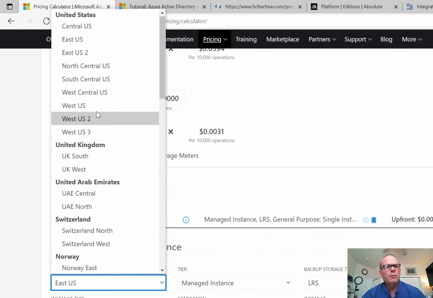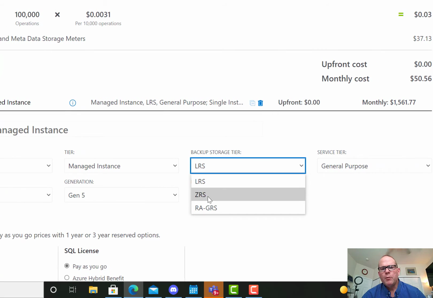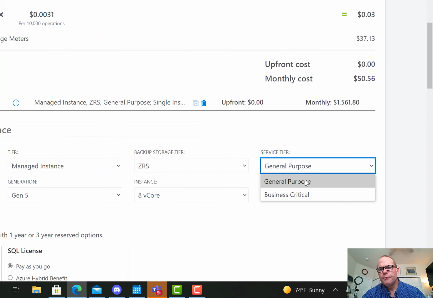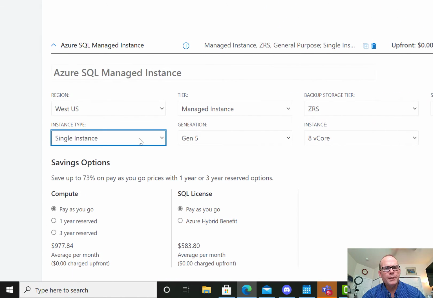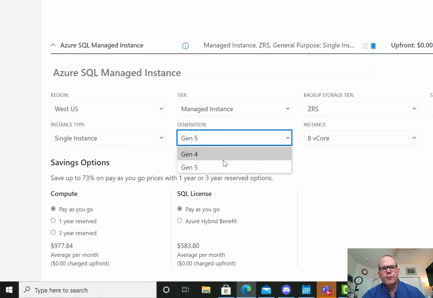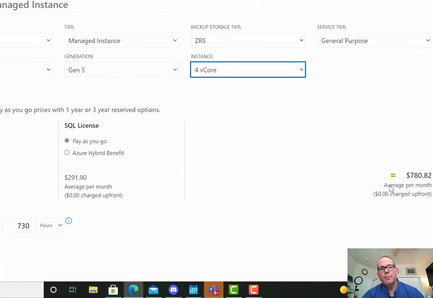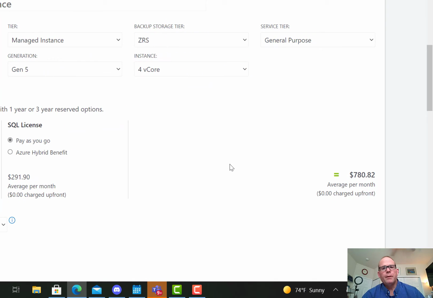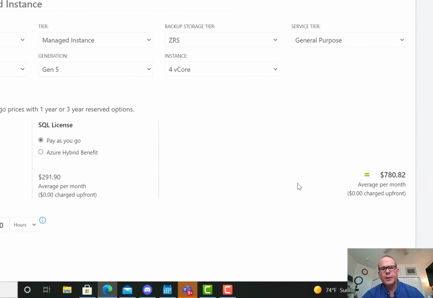Again, we're going to do West US because I think that would be appropriate for the customer. I'm doing zone redundant storage, and I'm doing general purpose instead of business critical. Single instance, Gen 5 storage, Gen 5 instance, and I'm going to take it down to 4 cores. Honestly, they probably need 2 cores. And the one thing to note is if we do pay as you go, it's $780 a month. If we did 3-year reserved, that would take it down to $500 a month. But I'm going to go as pay as you go because I don't know.